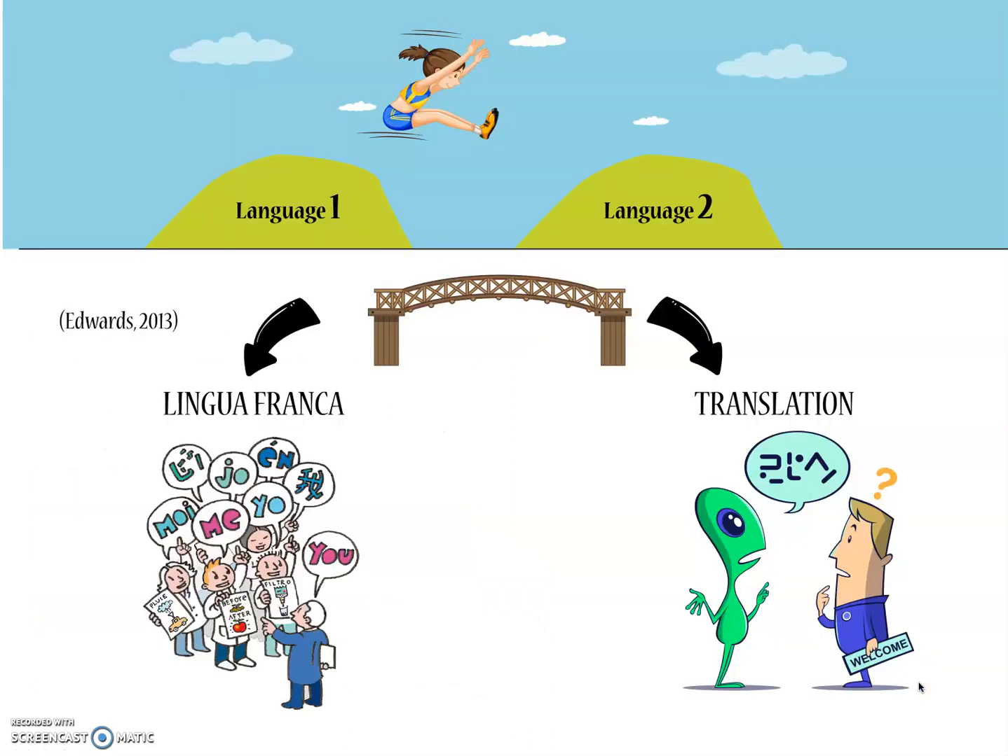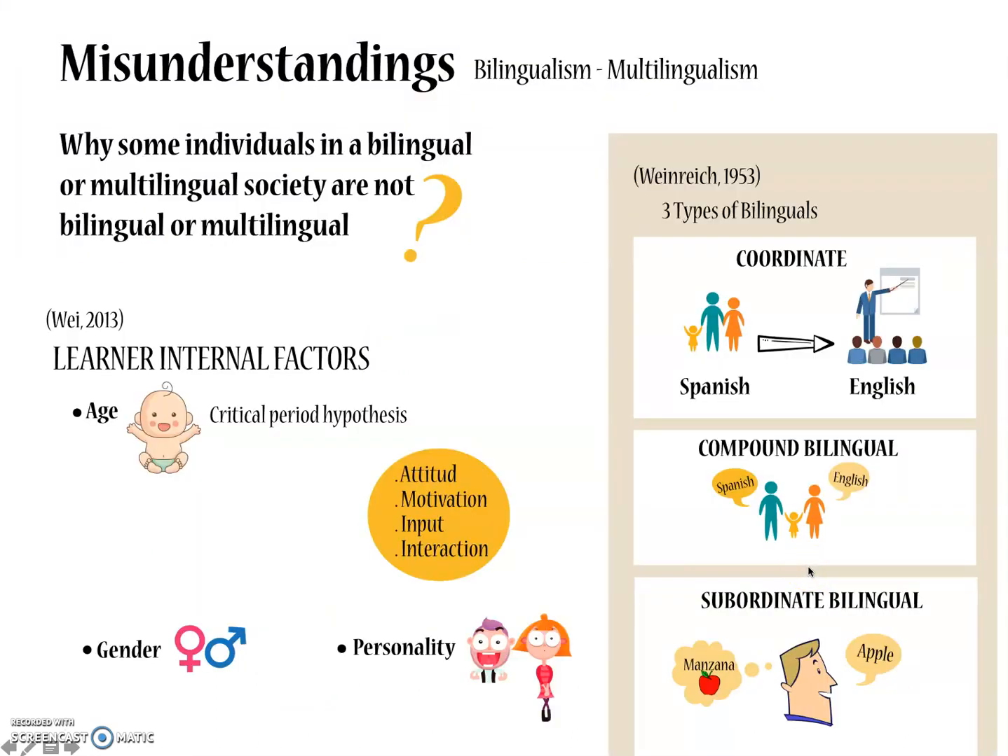With all this language contact, some limitations emerge. Edwards mentions two main methods to solve those language gaps. The first one, lingua franca, is the language of wider communication in a community, and the second is translation, which involves interpretation and judgments. But what are or have been some of the misunderstandings about bilingualism and multilingualism?